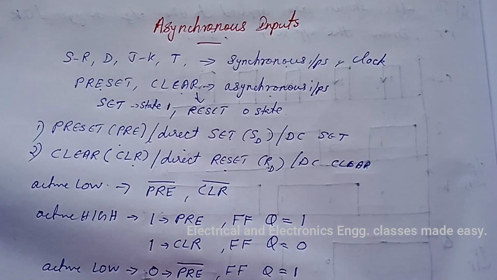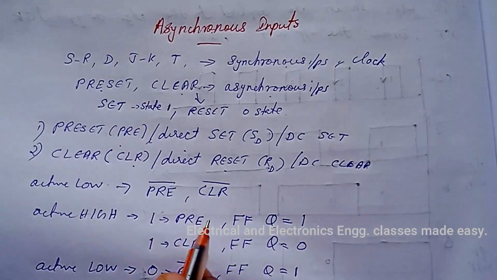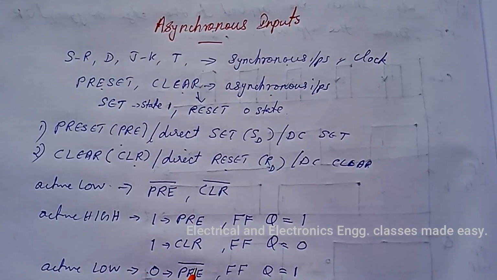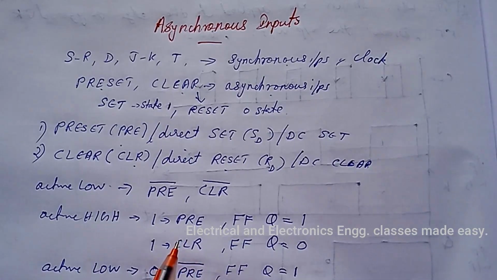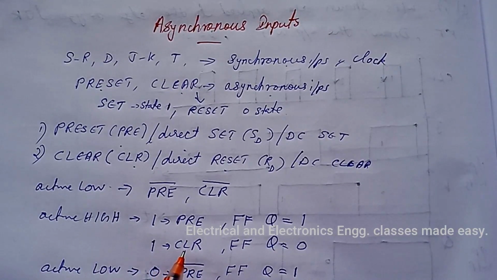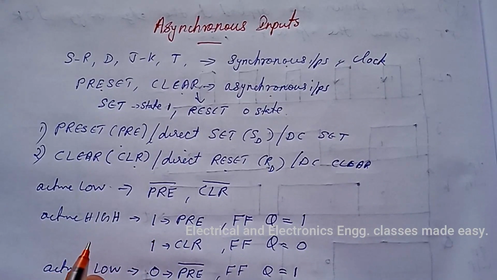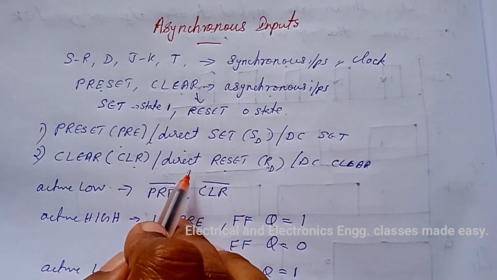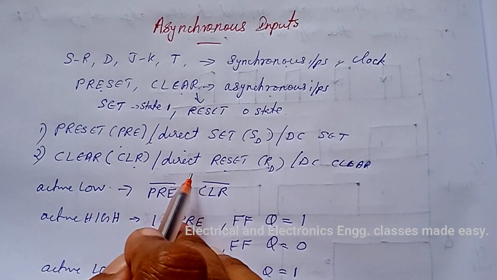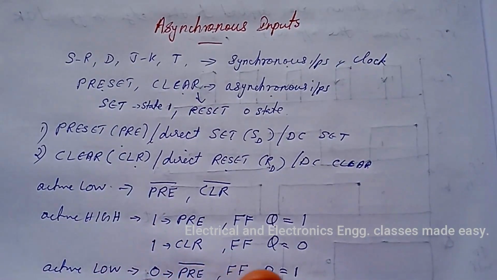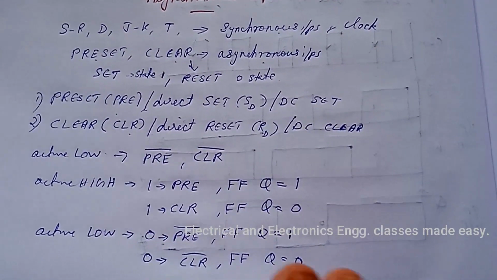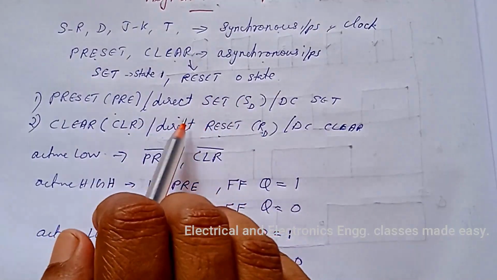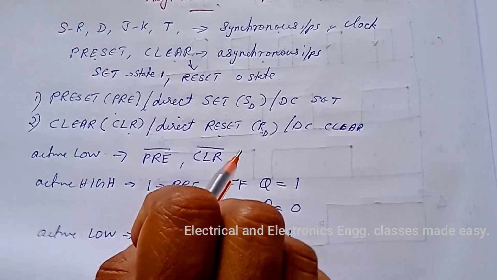And the asynchronous inputs are used to set or clear the flip-flop to the desired state by the application of a momentary pulse. And when DC set and DC reset conditions are not used in any application, then they must be held at their inactive levels.